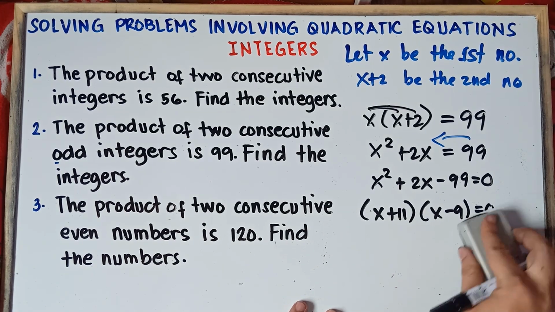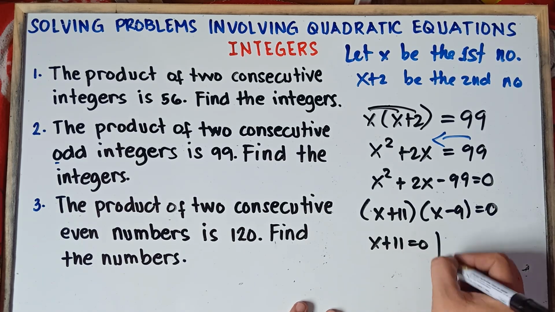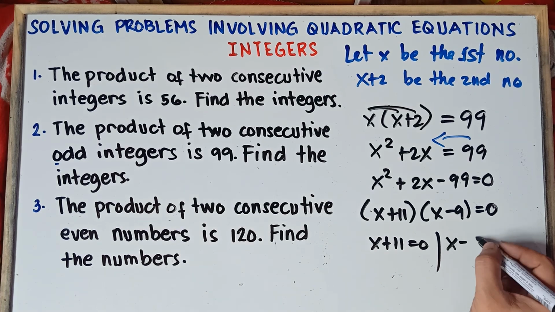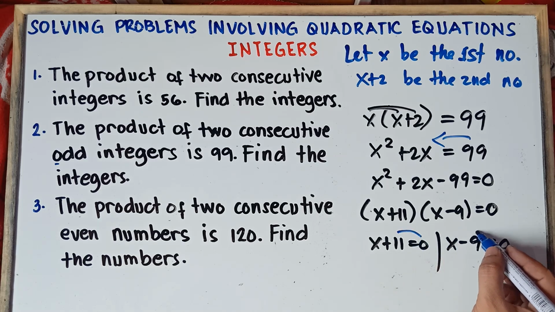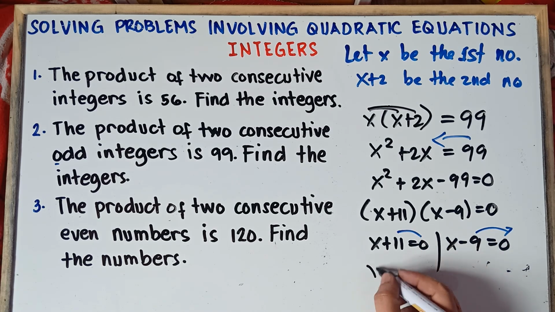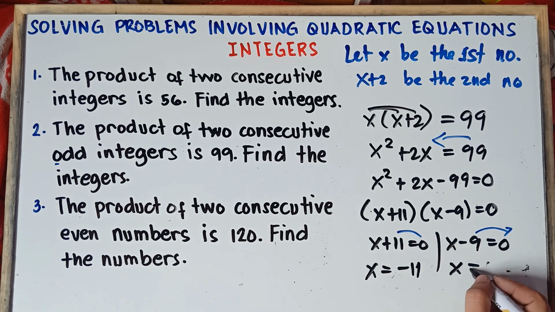Alright, and then equate this one to 0. So x plus 11 equals 0, the other one, x minus 9 equals 0. Transpose 11 from left to right, same with negative 9. So x equals, this is positive 11, it will be negative 11. So x equals, this is negative 9, it will be positive 9.